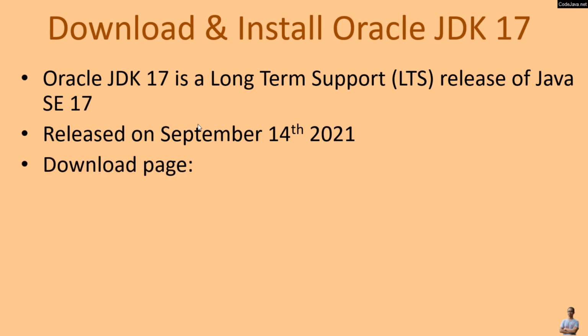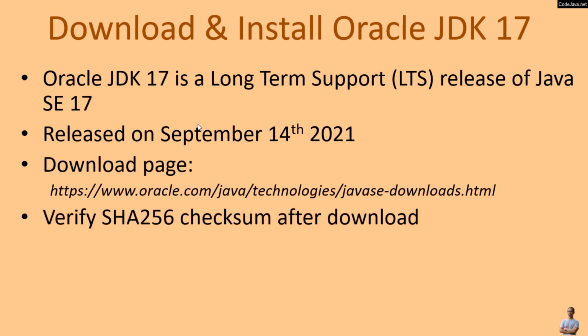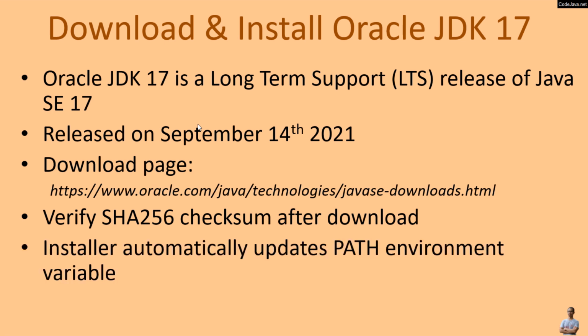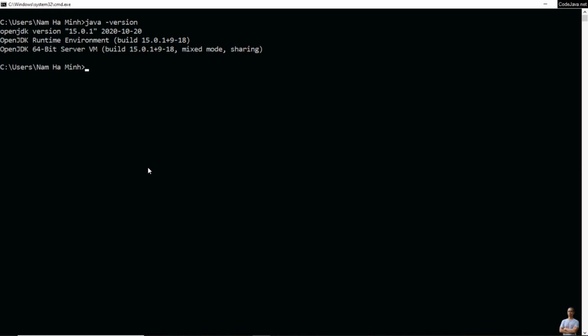And this is the official download page of Oracle JDK 17. And after downloading, you should verify the SHA-256 checksum of the downloaded file, and the installer program automatically updates the path environment variable. Open a new command prompt and type java -version. And you see, currently I'm using OpenJDK version 15 here.